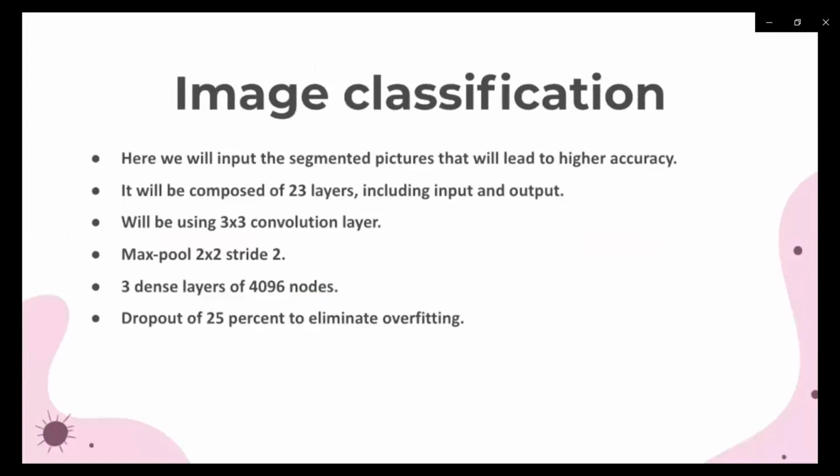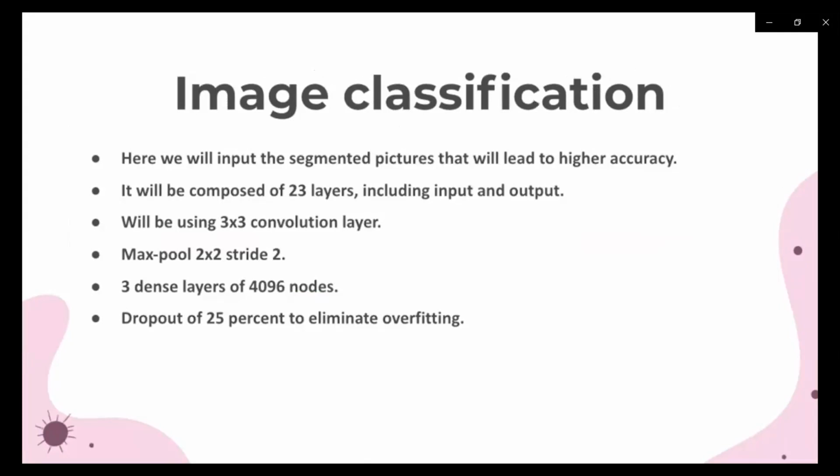And now the second part of our algorithm, image classification. Here we will be inputting the segmented pictures, which will lead to higher accuracy. It will be composed of 23 layers, including input and output.